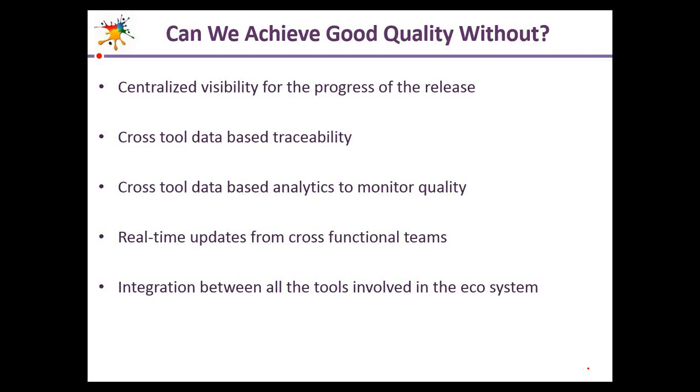So to achieve quality, we need some real-time updates from cross-functional teams, which use different tools from different vendors. And that leads to integration between all the tools involved in the ecosystem. So these are some of the major factors which we feel are very important to achieve good quality. So now with this problem statement, let us look into the solution which Kovair is providing today.